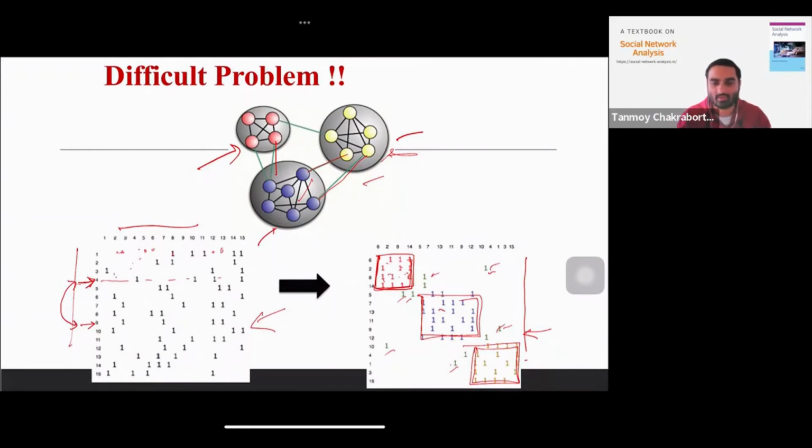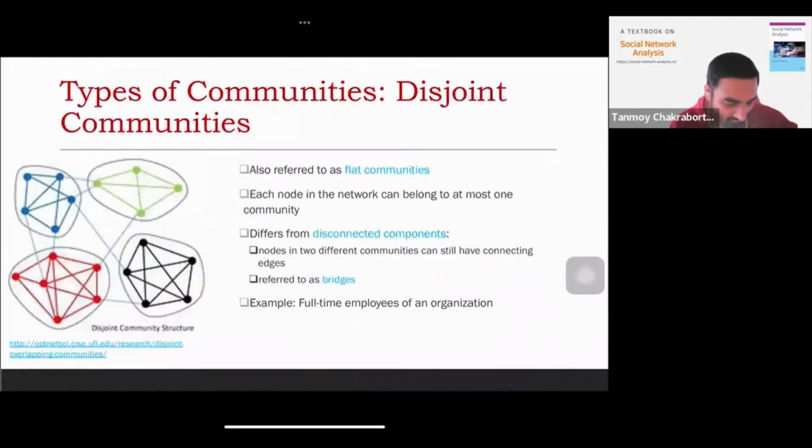So you should have an algorithm which can automatically rearrange the adjacency matrix such that most of the ones are clubbed together and form blocks in the diagonal part of the matrix. So this is the task of community detection. Therefore, this is difficult. This is challenging, right? So now let's move to the types of communities.